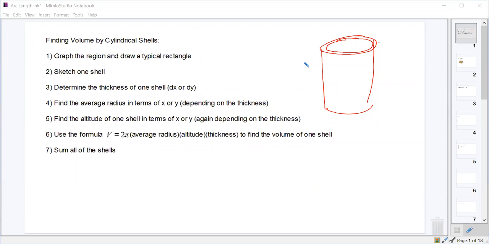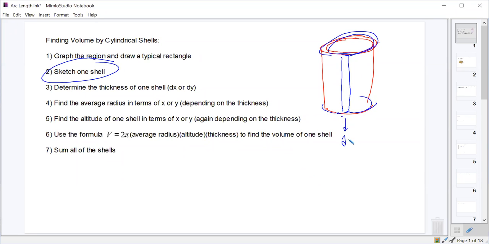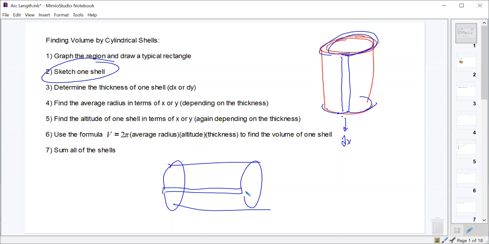So what we want to do is normally sketch a little rectangle inside of our function, like this, and we take that little rectangle and revolve it around the axis that we're supposed to be revolving it around to get these shells. So we graph it and draw a typical rectangle that is parallel to the axis that we're revolving around, and figure out if the thickness is dx or dy. In this example, the thickness would be dx if I draw my rectangle this way and revolve it. If we're going to revolve around a horizontal axis, it has to be done in terms of y. If we're going to revolve around a vertical axis, it has to be done in terms of x.